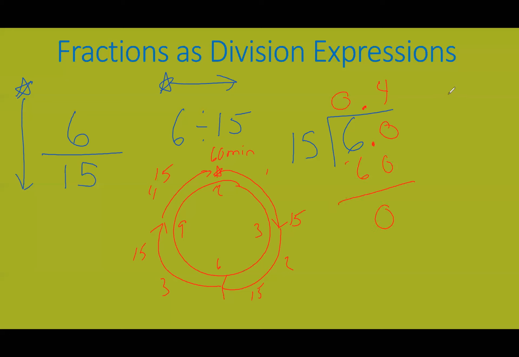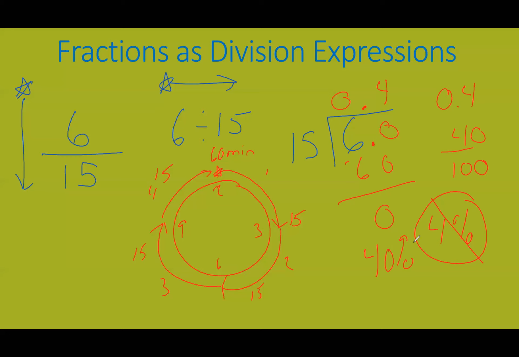So we have 4 tenths. Do we have 4%? Nope. We don't have 4% because look, this is in tenths. We need it to be in hundredths. It's going to be 40%. Oh, 40%. Do you see that?